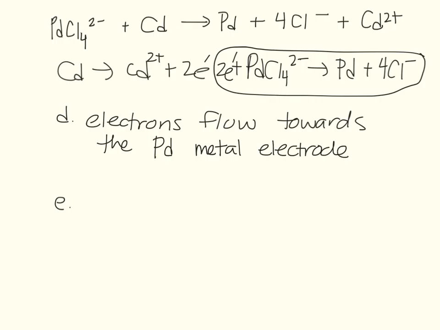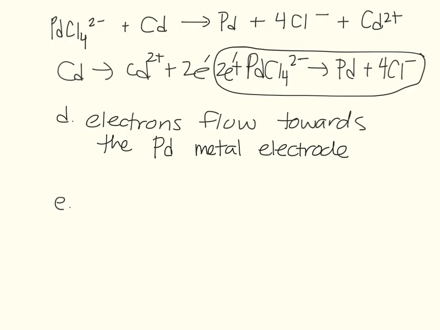The last question for this example: in which direction do the cations and anions migrate through the solution? Explain. Well, there's a couple of different things that this question could be asking. I interpret it as which way are the ions flowing in the salt bridge.